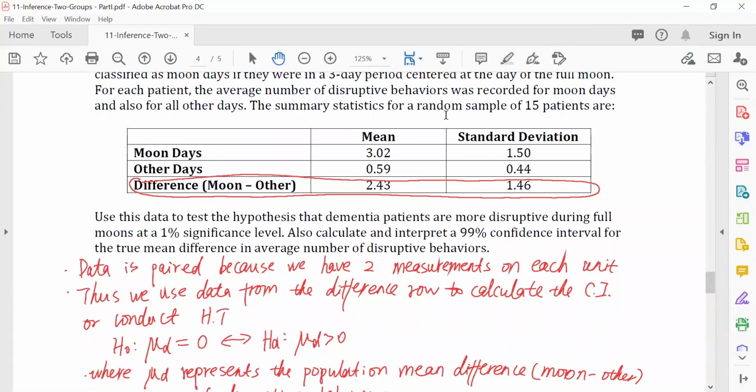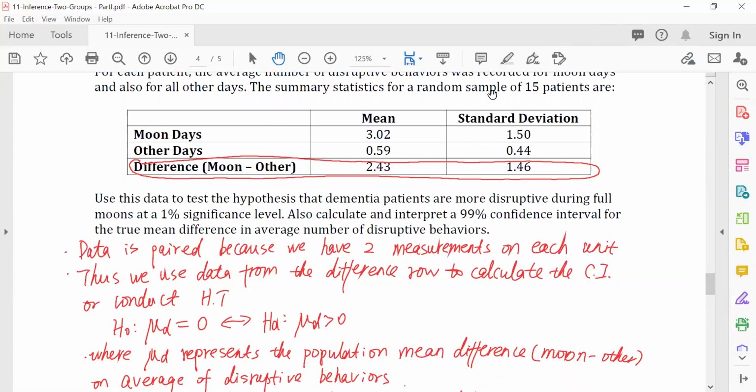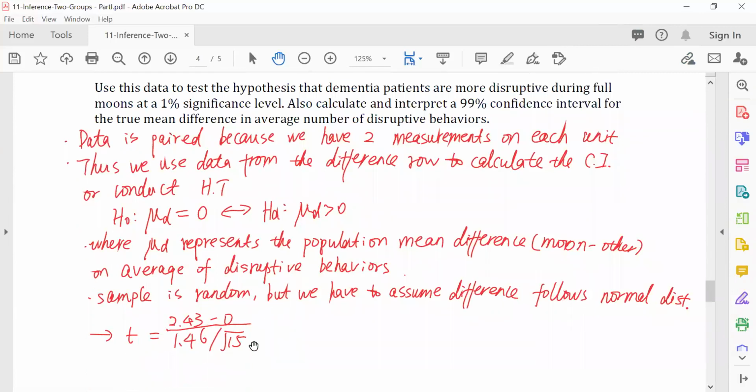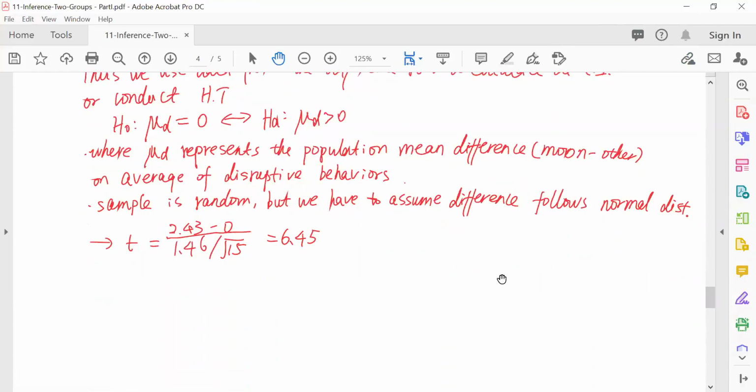For a random sample of 15 patients here, and again, it's a pair data, so the two groups are having the same sample size. This is the common sample size n equals to 15. This is 6.45. Now then, we are going to find out the p-value, right? How will we find the p-value?